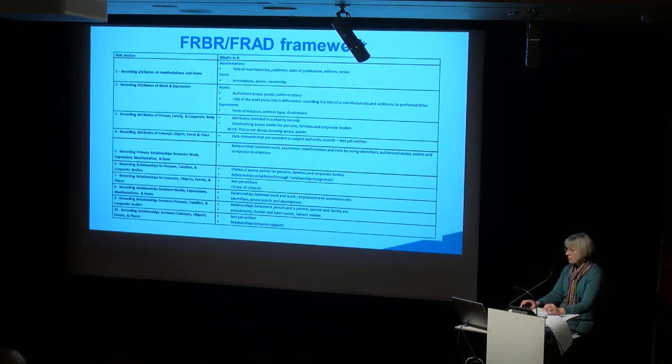Works and expressions, you'll find more information about access points and titles. And we no longer have uniform titles, by the way. We now have preferred titles, but it's the same thing. And also under works and expressions, you have the odd things like forms of notation, content type, and illustrations. They're considered aspects of a work or an expression. So again, you have to understand FRBR in order to delve into RDA, in order to pull your basic catalogue record together.